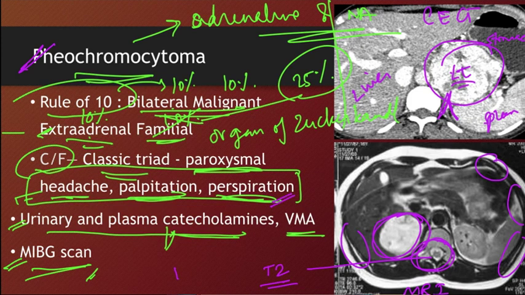So, this is called the light bulb sign for pheochromocytoma. So, the light bulb sign on T2 weighted image, that it appears very bright like a light bulb, is also again a specific radiological feature for pheochromocytomas.